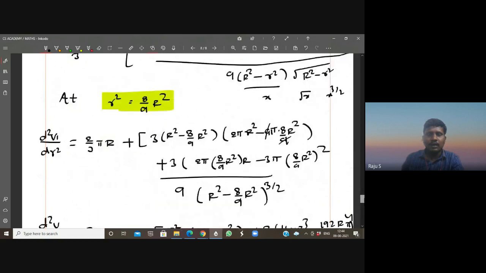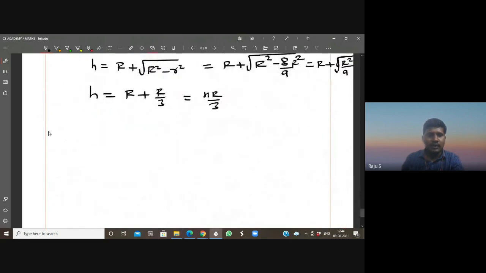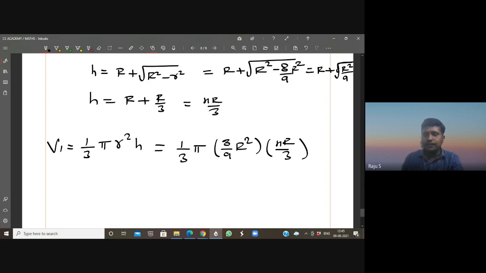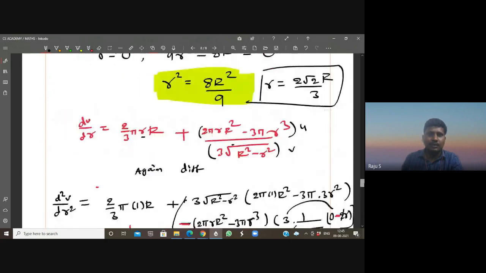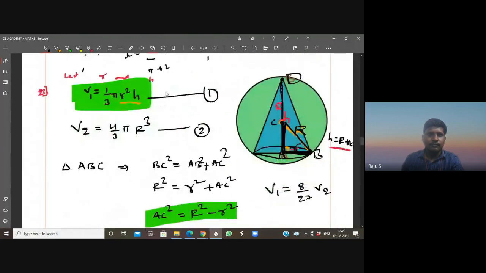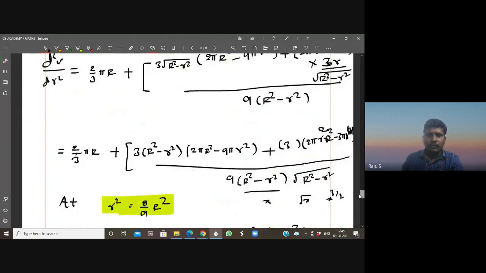r square value is 8 by 9 R square. This value you can substitute in V1. What is the volume of cone? 1 by 3 pi r square h. Small r square is 8 by 9 capital R square. What is small h value we got? 4R by 3 we got. Because sphere volume we have already written in terms of capital R: 4 by 3 pi R cube.